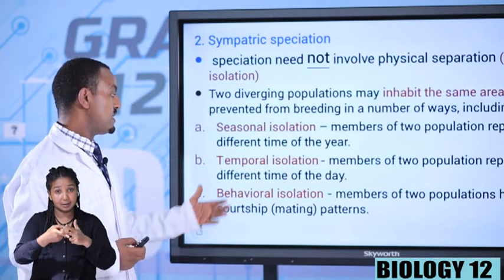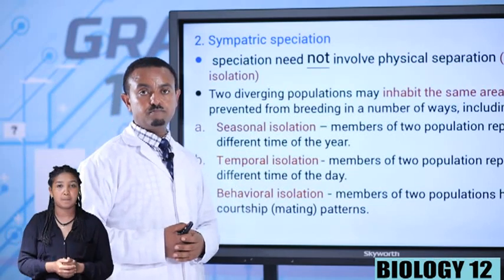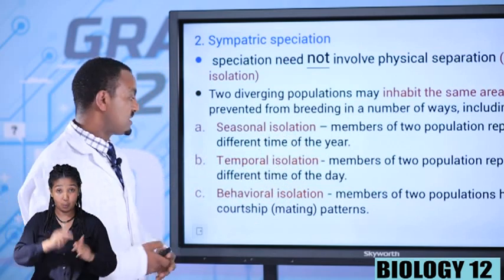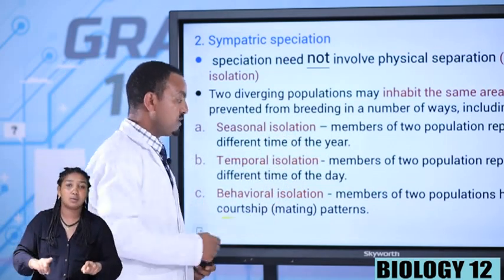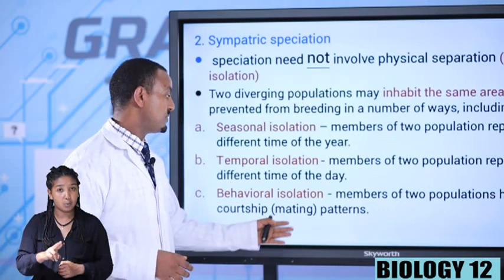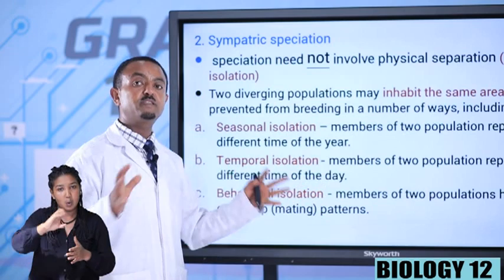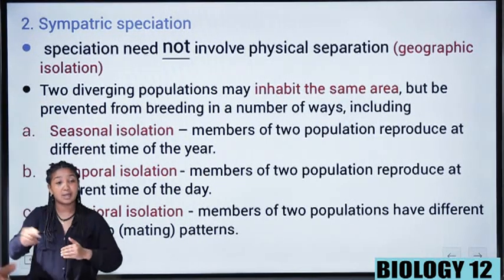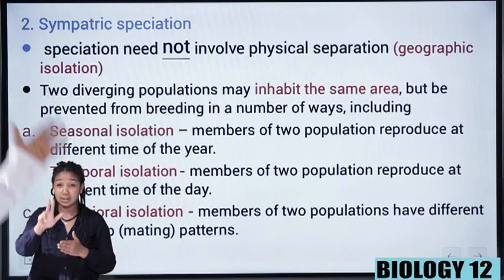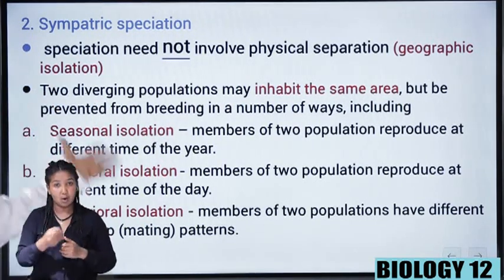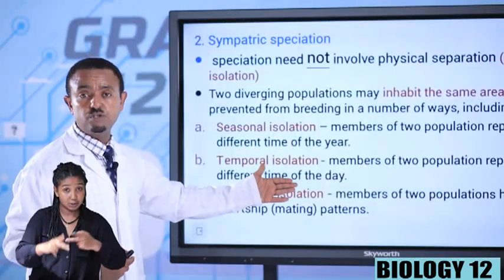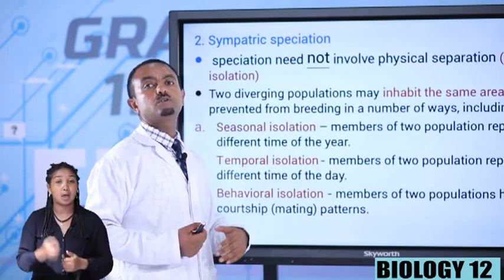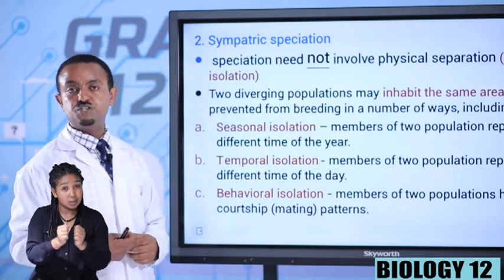The third one is behavioral isolation. Some organisms are behaviorally isolated. Members of two populations have different courtship behavior or courtship patterns. Courtship means mating behavior. By this way, they can isolate their reproductive patterns. So these are the three ways of isolation of populations against breeding. The species which are formed after such isolations are called species with sympatric speciation.